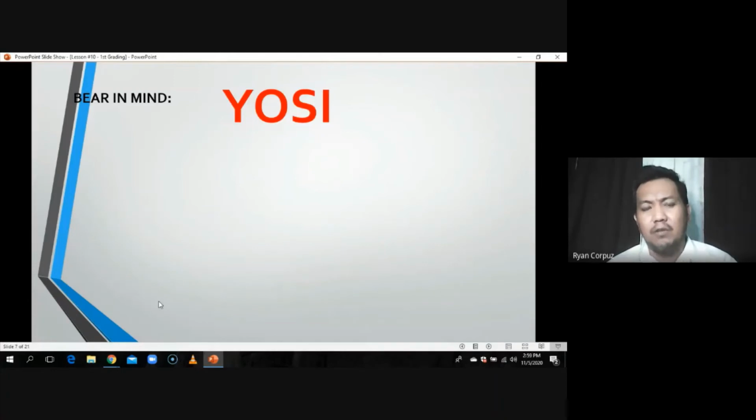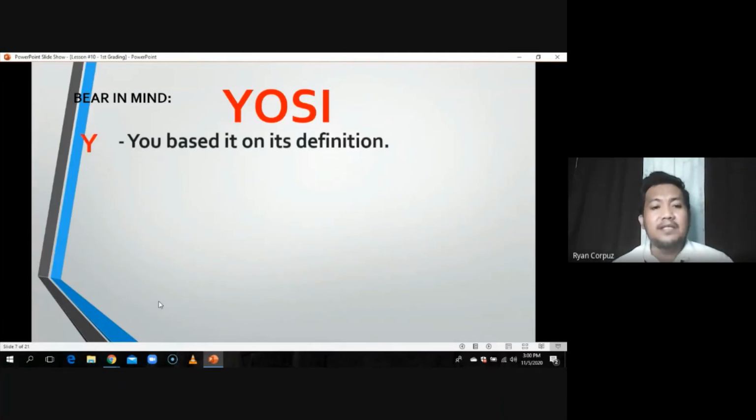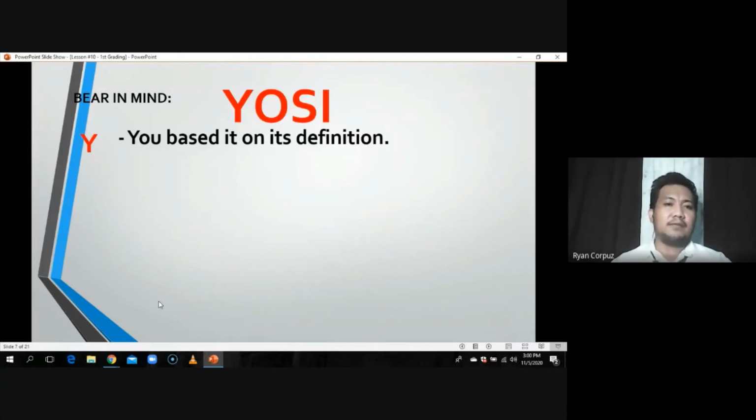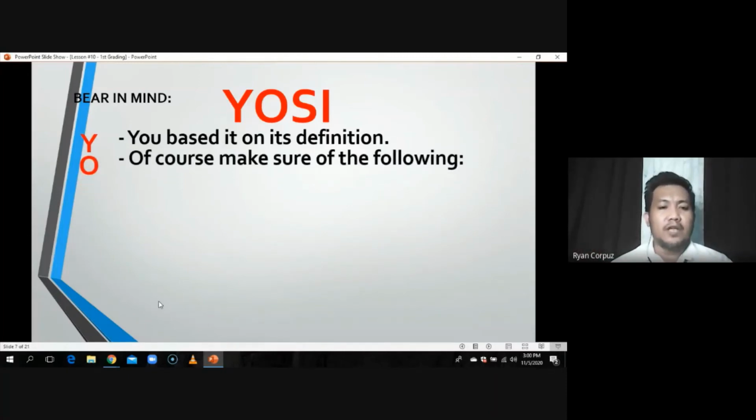In order for us to determine if a given equation is a quadratic function or not, let us start with the Y. Y stands for you based it on its definition. Of course, when there is a given equation, for you to determine if that given equation is a quadratic function or not, always base it on its definition. So if it satisfies the definition of the quadratic function, then that equation is a quadratic function. O stands for, of course, make sure of the following.